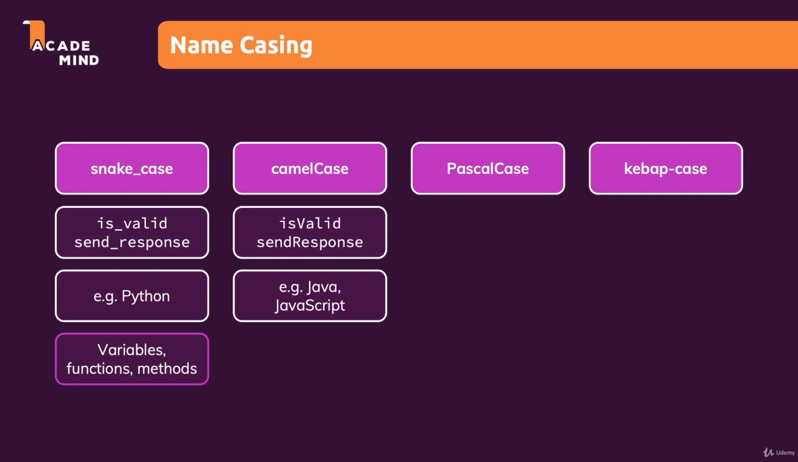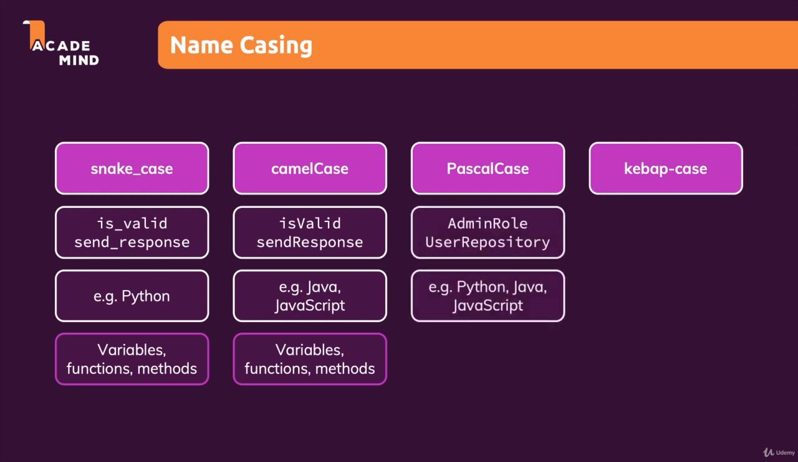Again, this camel case notation is used by many other programming languages, but it's used for the same things as Python uses snake case, and that would be variables, functions, and methods. Now, another notation which we know is Pascal case. It looks like this, and this is used by many programming languages, for example by Python and Java and JavaScript, for class names. Class names are typically written in Pascal case.